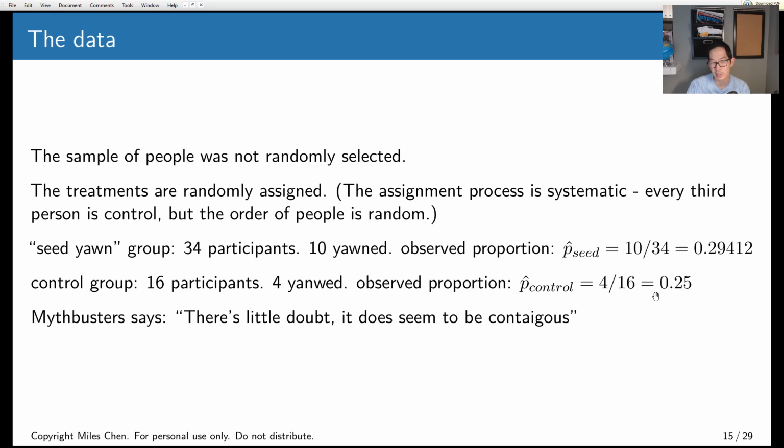If you didn't see anybody yawn, you're only going to yawn with a probability of 25%. After seeing someone yawn, your probability went up to 29%. That was their conclusion. And the narrator says there's little doubt, it does seem that yawning is contagious.